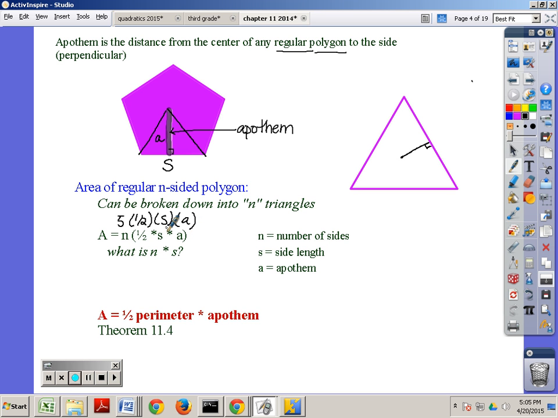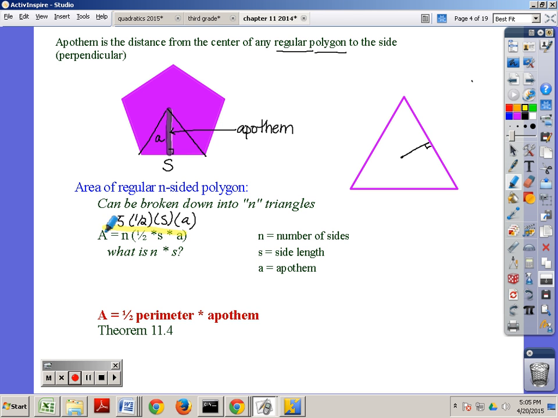But you could use this for any polygon. If you had a hexagon, you would have 6 sides, so you'd have 6 triangles. They were all 1/2 base times height. But if you look at this formula, you can pull out portions of it.